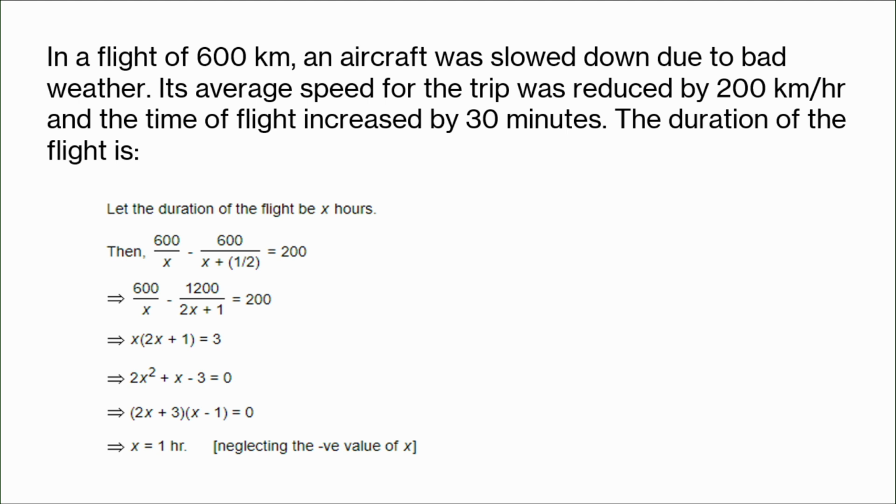When the speed is reduced, obviously the time of flight will be increased. The time of flight is increased by 30 minutes. Then what is the duration of flight? How much time are we going to take? Because we do not know the duration of flight, say it is x. So, what is given here? Distance is 600 kilometers and time of flight is say x.